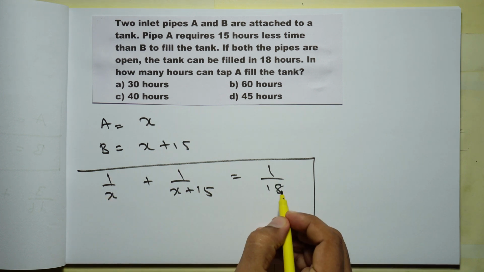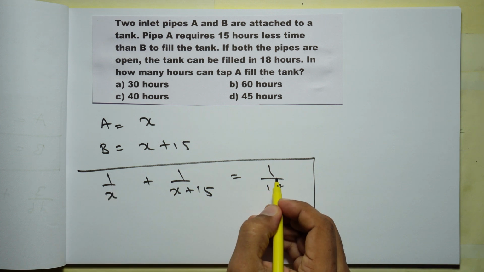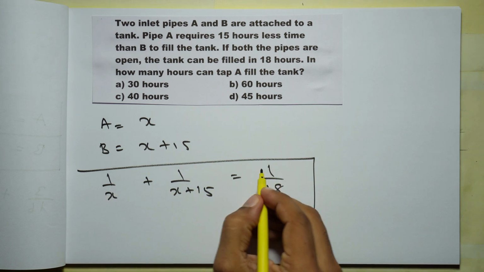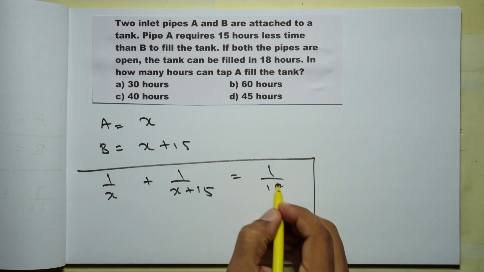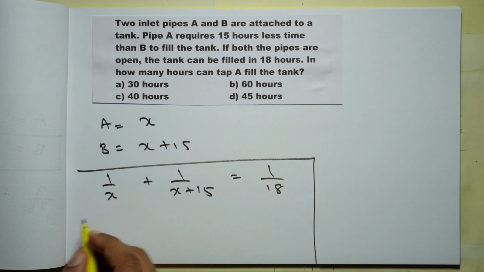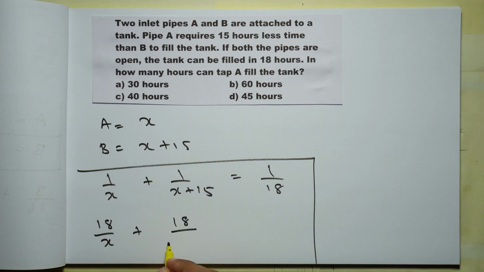Now before we substitute, we'll multiply throughout by 18 so that the right hand side becomes 1. 1 is a very convenient number. It is definitely more convenient than 1 by 18. So we'll multiply by 18. So 18 by x plus 18 by (x plus 15), that is equal to 1. 18 by 18, that is 1.